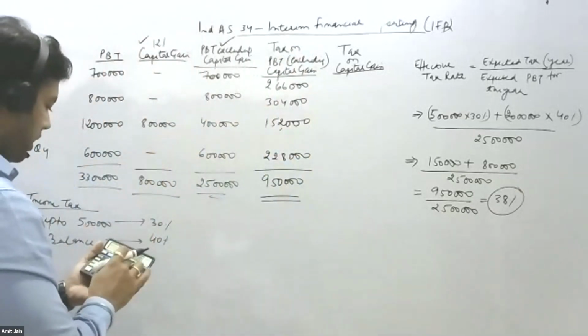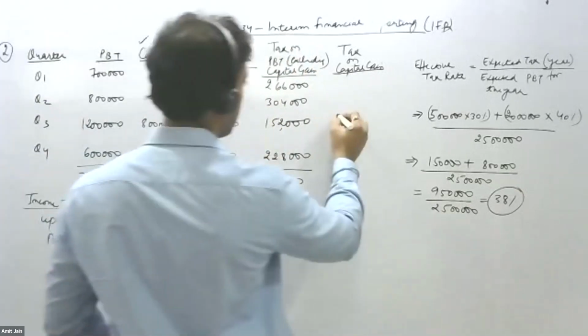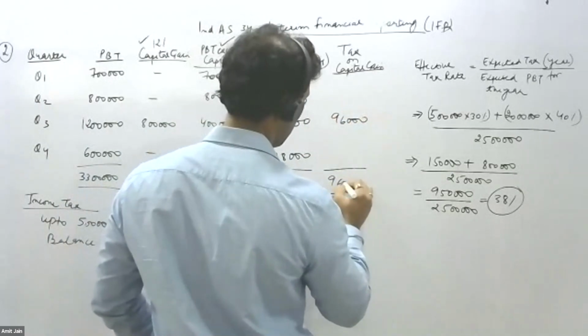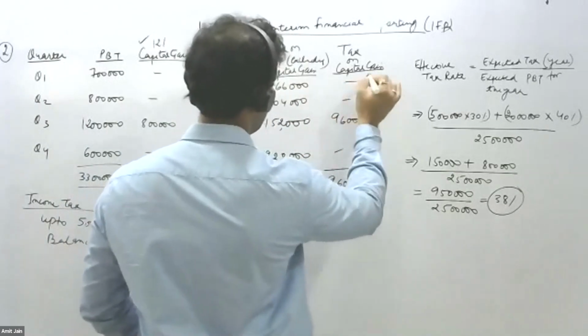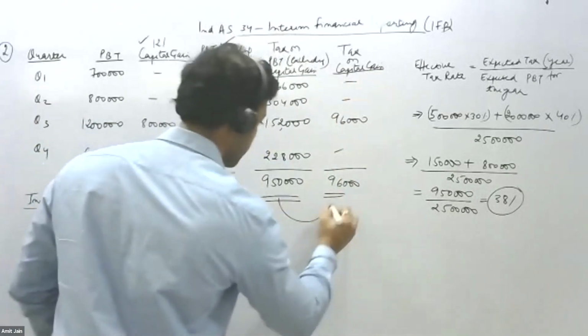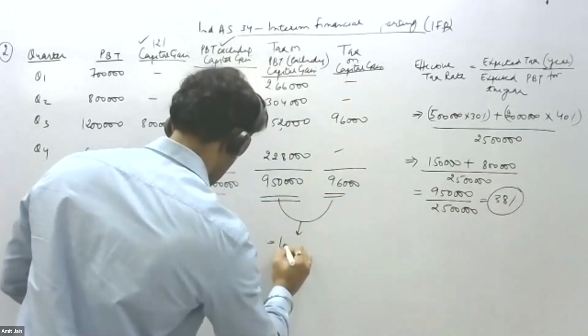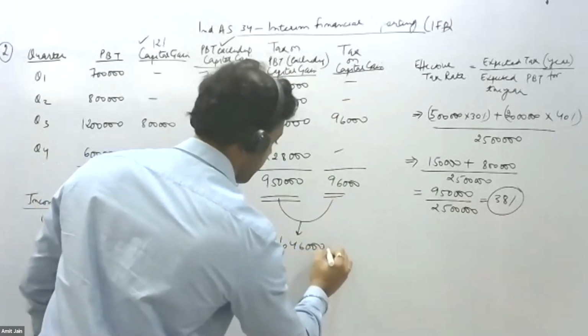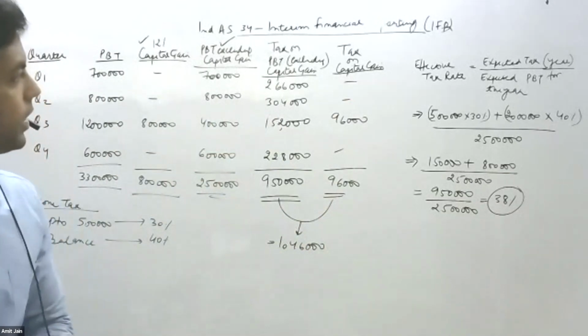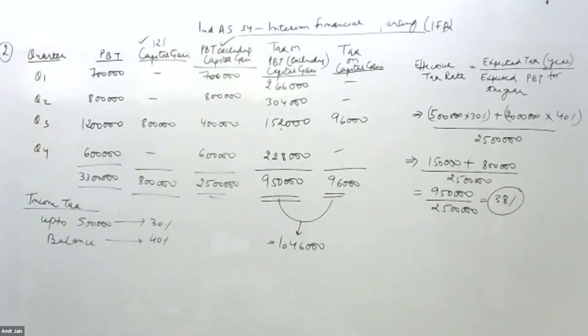12%. 8 lakh into 12%, 96,000. And what is the total tax? 9,50,000 plus 96,000, 10,46,000. Right? This is how we need to compute tax as well.